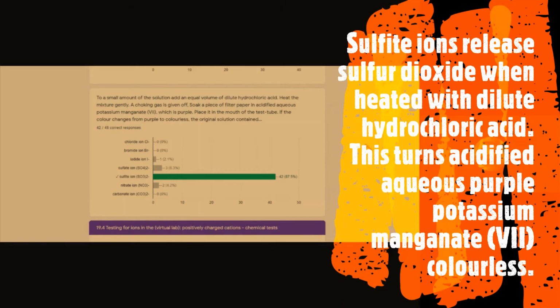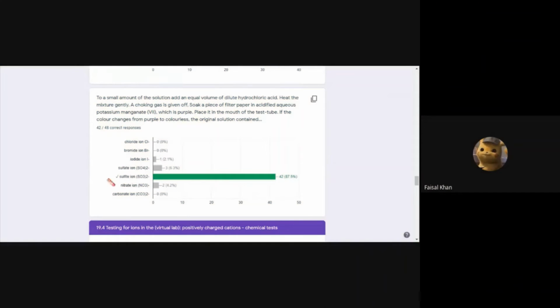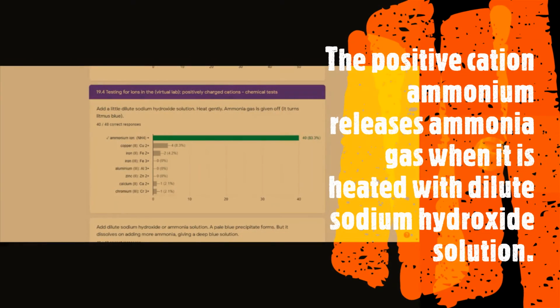Bravo. Full amount of dilute hydrochloric acid. Heat the mixture gently. Choking gas is given off. Filter paper right at the top, it decolorizes it. That's a very unique test. That would be the sulfite ion. If you add a little dilute sodium hydroxide solution, heat gently, ammonia gas is given off.